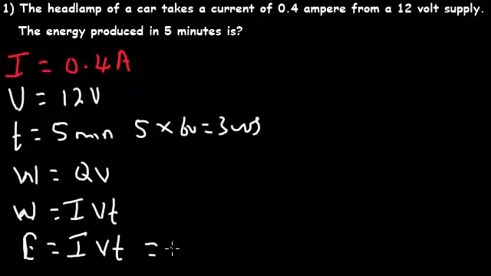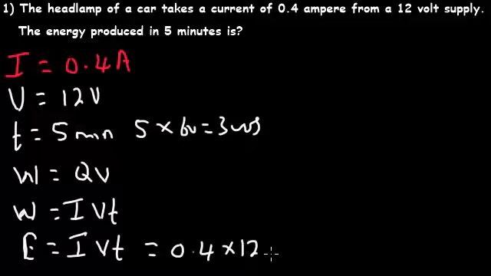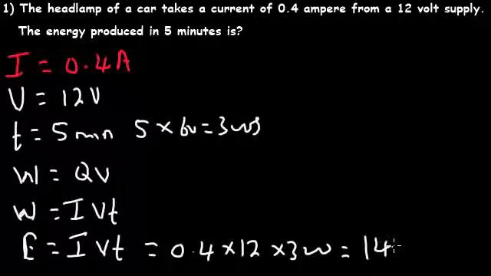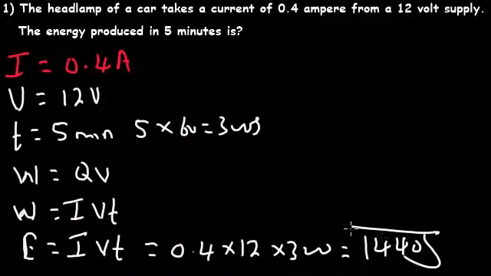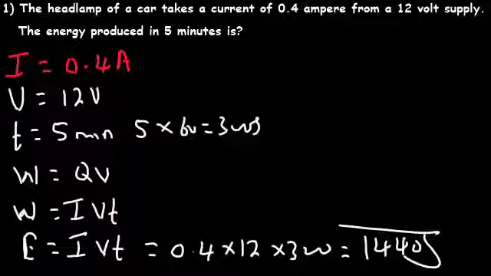So the current, which is 0.4, multiplied by the voltage, which is 12, then multiplied by the time, which is 300. Multiplying this using my calculator, 0.4 times 12 times 300, I got 1440 joules. So this is the energy produced in 5 minutes. And that's the solution to example number 1.